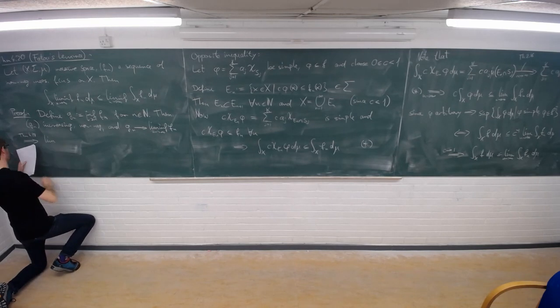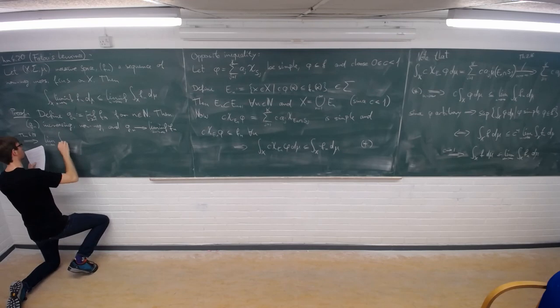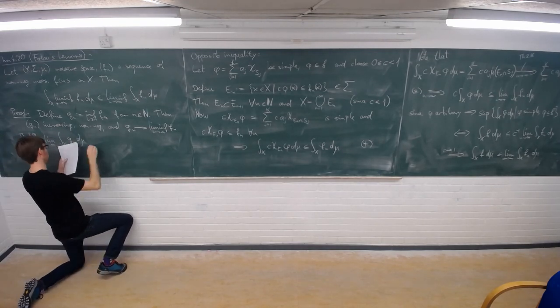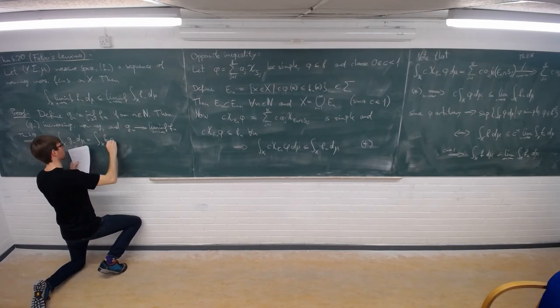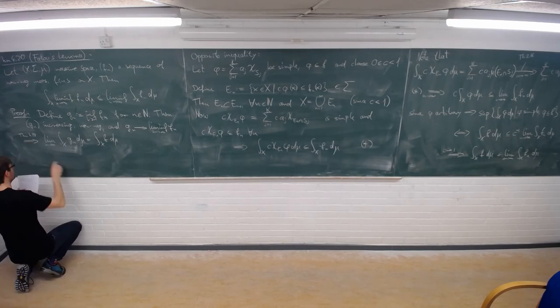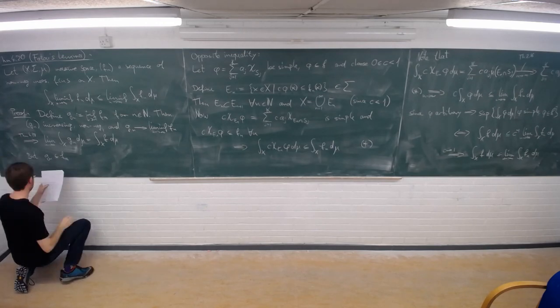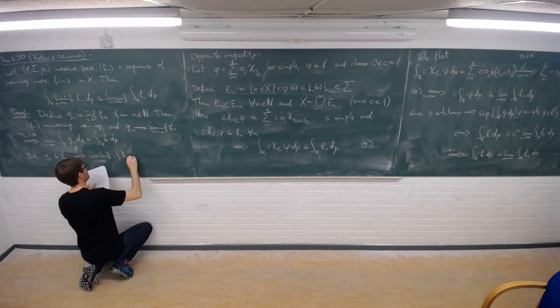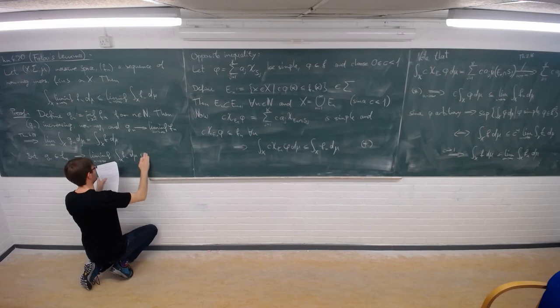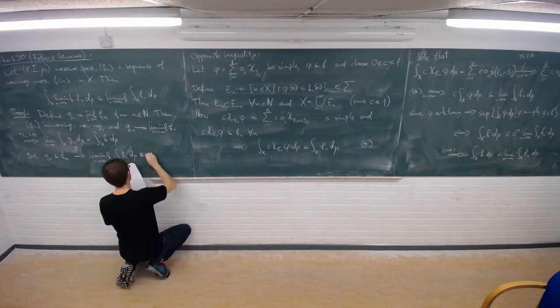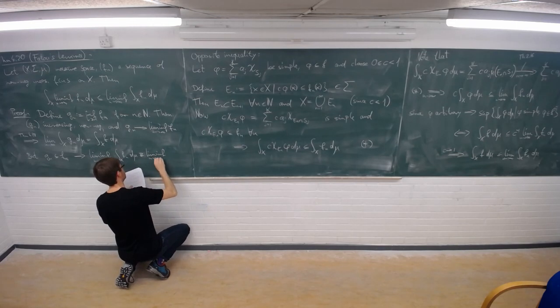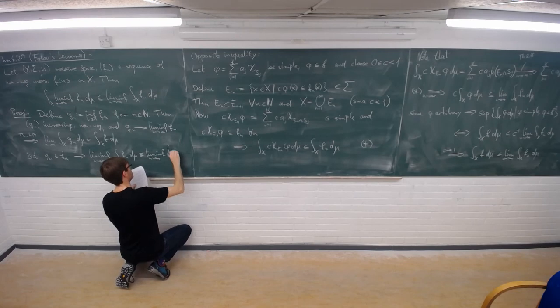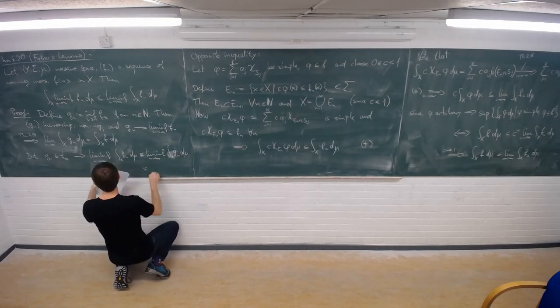And we get that the limit as n to infinity of the integral of Gn d mu is equal to the integral of f d mu, but Gn is less than or equal to Fn, so lim inf as n goes to infinity of the integral of Fn d mu is larger than or equal to the lim inf of the integral of Gn, if you like, and that's the integral of f.